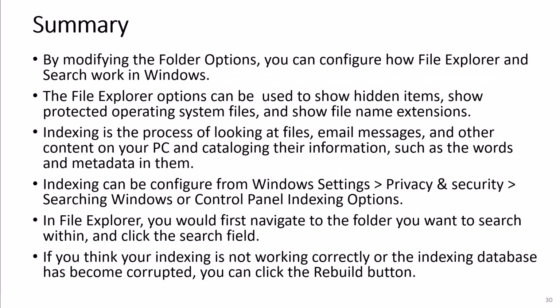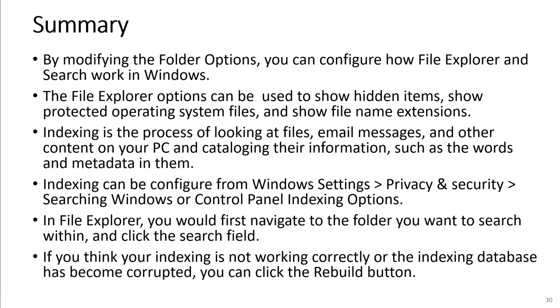In summary, by modifying the folder options, you can configure how File Explorer and Search work in Windows. The File Explorer options can be used to show hidden items, show protected operating system files, and show file name extensions. Indexing is the process of looking at files, email messages, and other content on your PC and cataloging their information, such as the words and metadata in them.